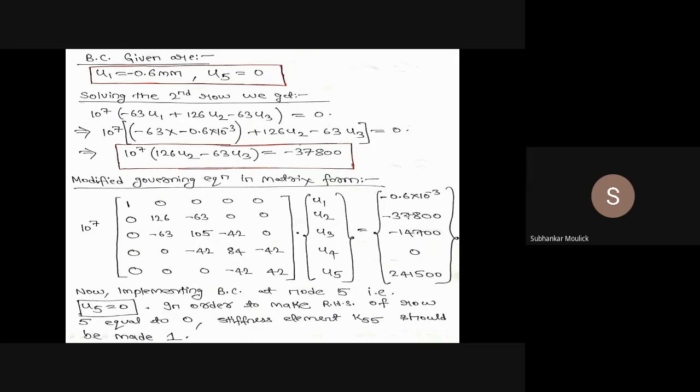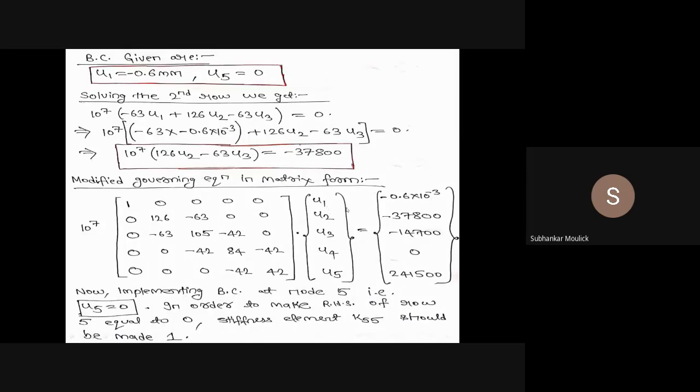Remaining value is same. Remaining force value is same. Only this value I have changed. Now is the equation correct? If I write the first row in terms of matrix equation, now this equation will satisfy my boundary condition. Yes or no? Yes, sir. Fine. Okay, so this we got.